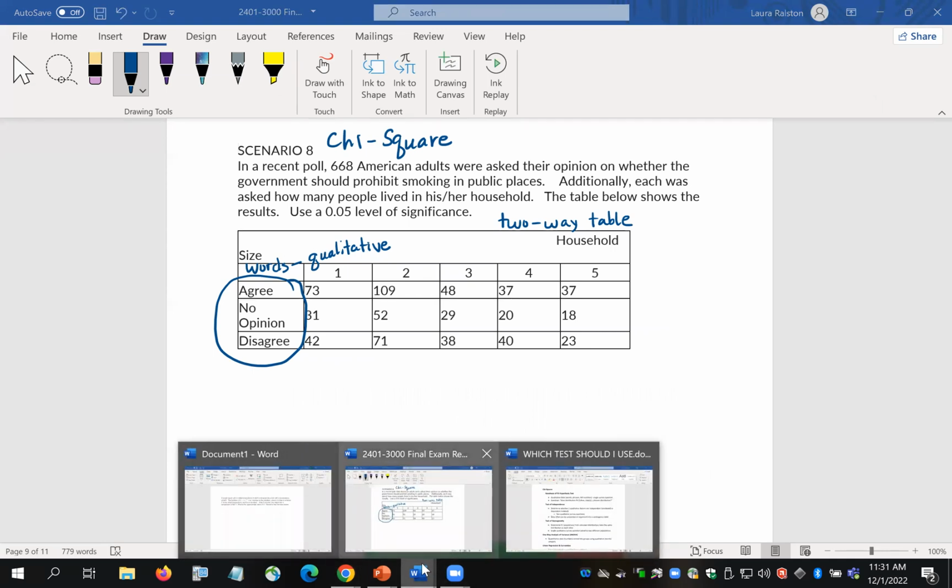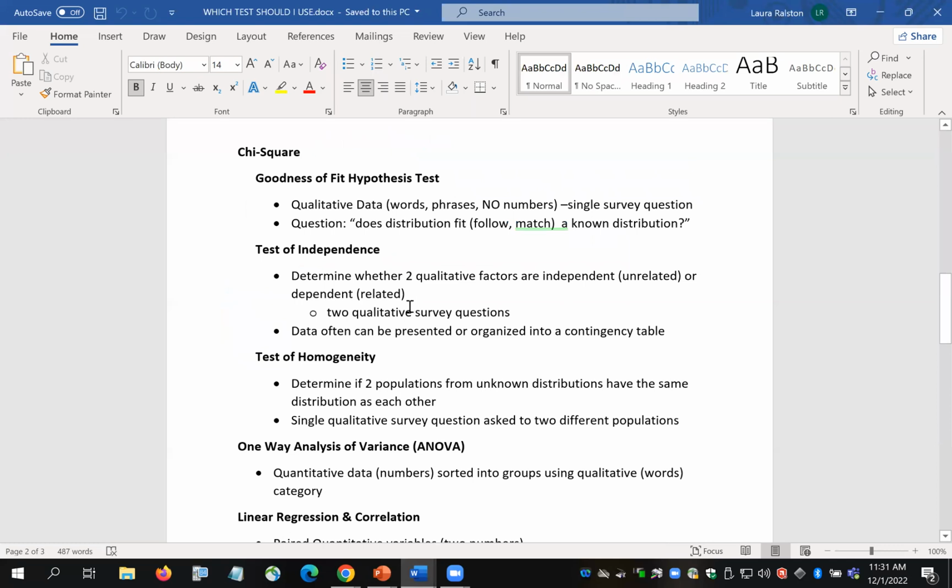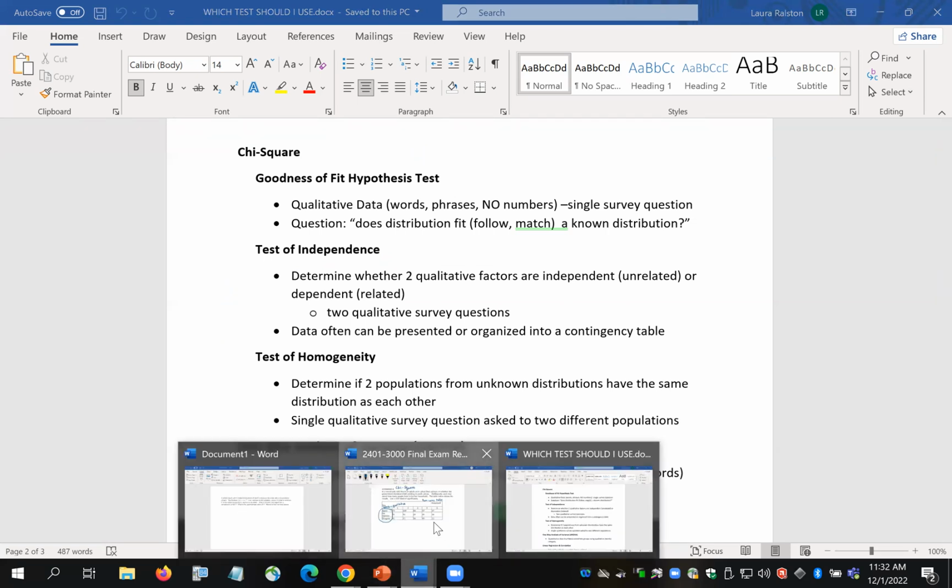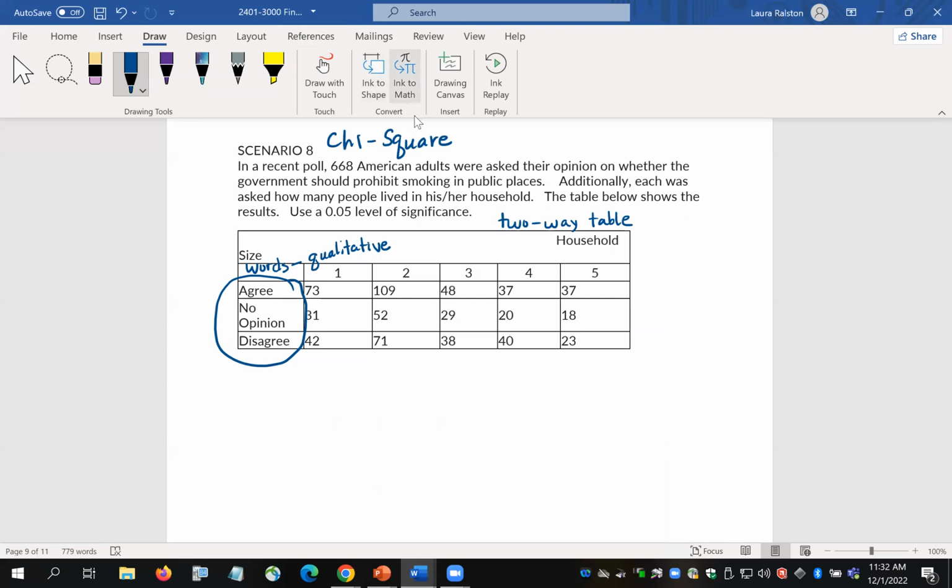So if I go back and look at this document, notice that we have basically two survey questions, because question one was their opinion about smoking, question two would have been the size of their household. And so that makes me think of the test of independence. If I keep reading, notice that test of homogeneity says single survey question asked to two different populations, but we had two questions. So again, this makes me think that this is going to be a chi-square test of independence.